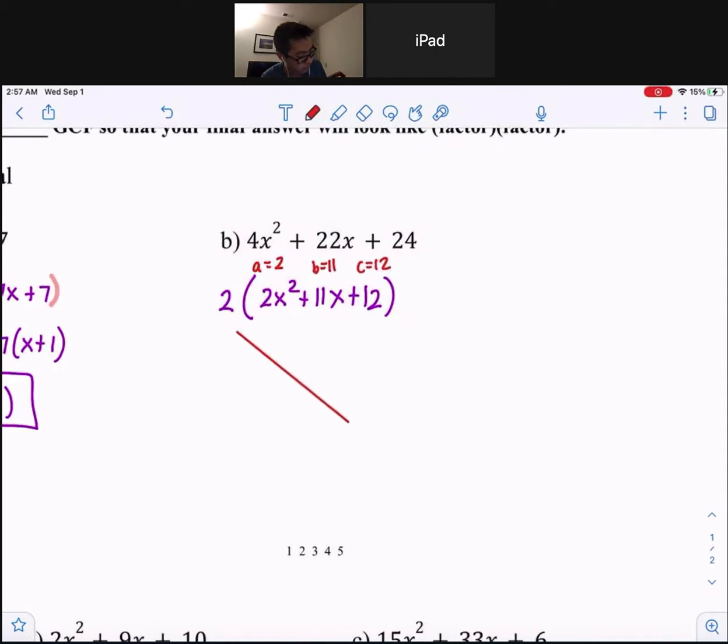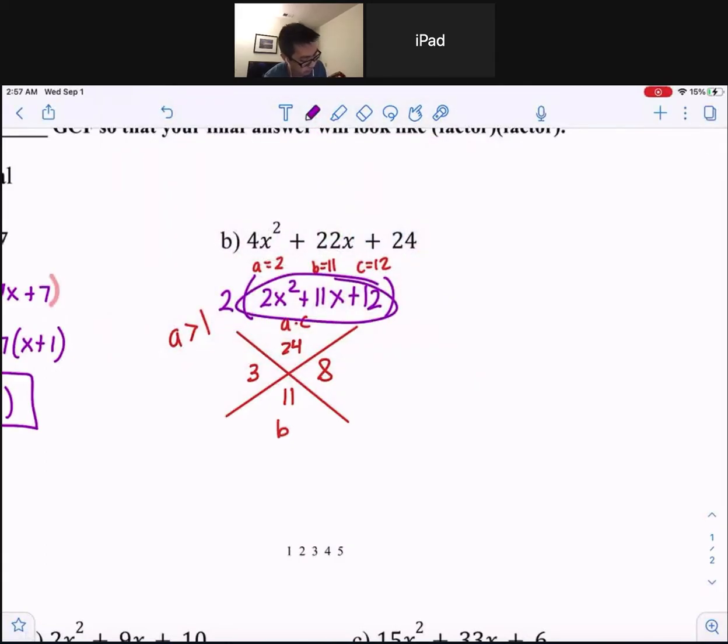Now we do our factoring. A times C up top, B on the bottom, so that's 24 and 11. The two numbers that multiply to the top but when added give you the bottom are 3 and 8. And again, notice, everybody, the A value is greater than 1. If that's the case, then you have to do the additional steps of factoring by grouping. So we're looking at here.